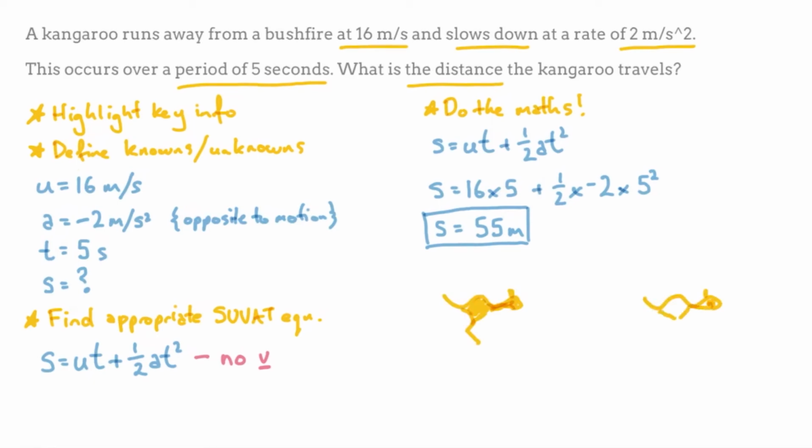We should actually check the distance in case it actually goes backwards. And in that case, the distance is actually different to its displacement.